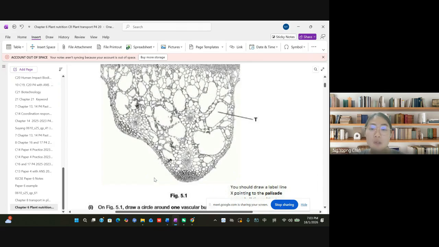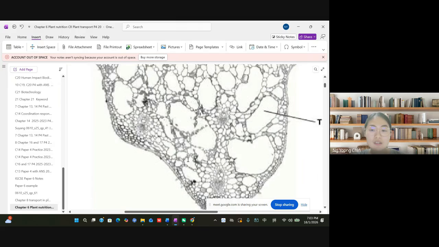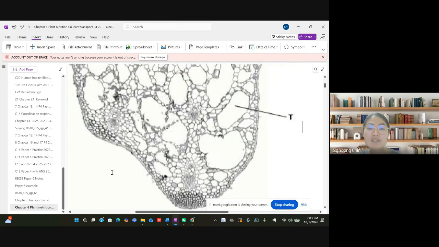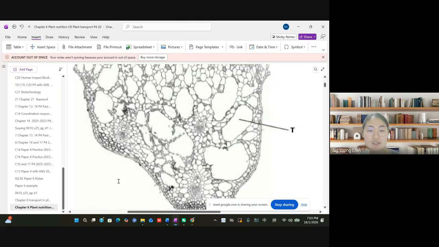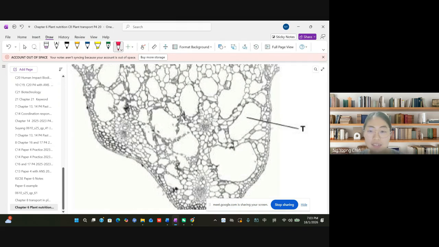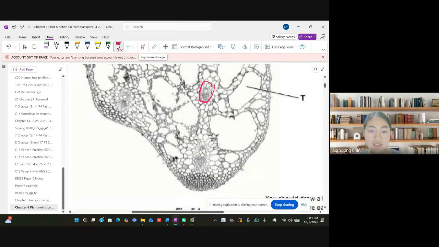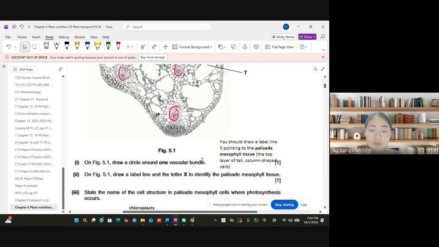Okay, and now where is the vascular bundle? Can you see the vascular bundle here from this picture? Can you see where it is? Can you see the xylem and phloem? So where is it? It is here. Here and here. And then the big hole will be the xylem, okay? The big hole is xylem here, and then the smaller hole is phloem. So just draw a circle around one vascular bundle, you can just draw one.